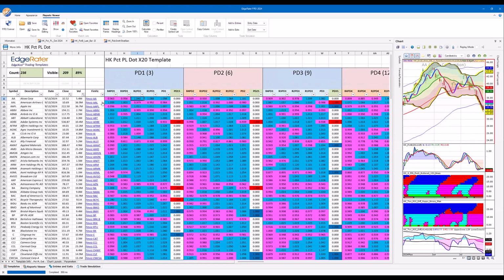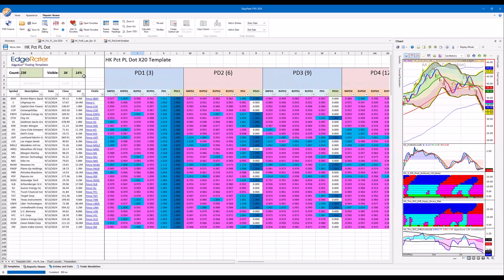But here's where the fun part gets in. I want to know when the 3 period starts crossing. Okay, so I go under here. I eliminate the neutral and the negative ones. And all of a sudden, with a few clicks, I'm down to 34 stocks.